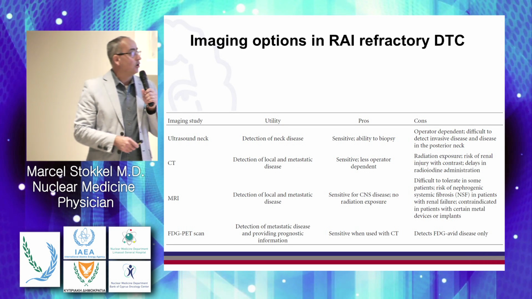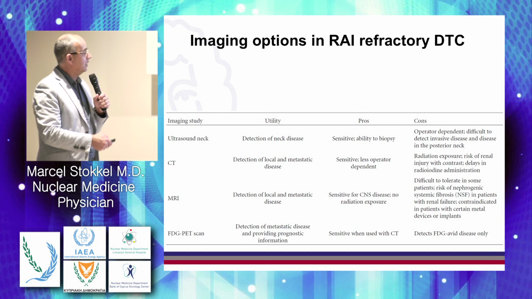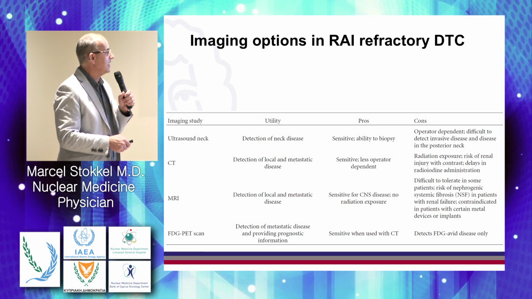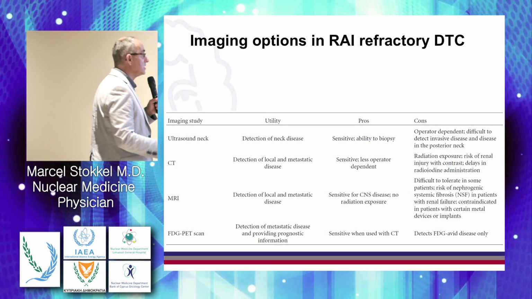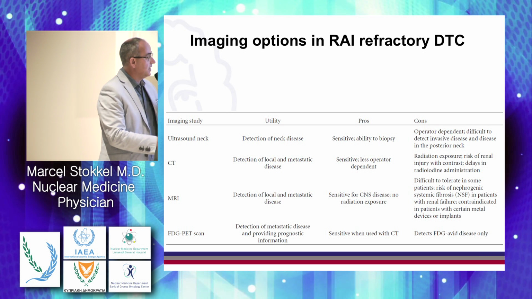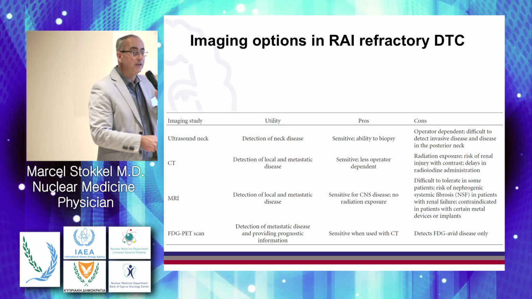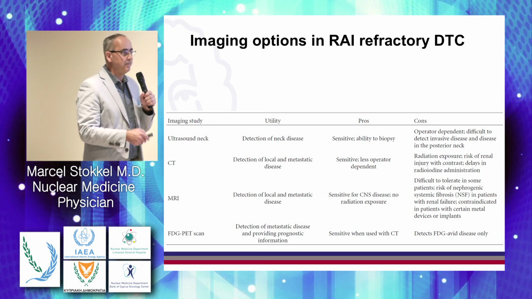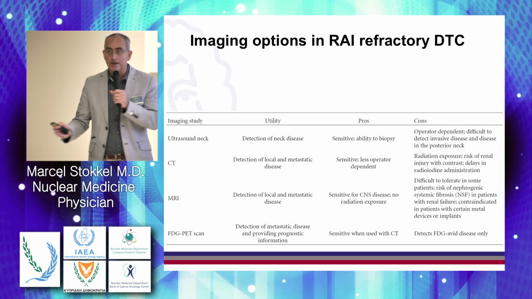Well, here are the imaging options in radioiodine refractory differentiated thyroid cancer. Of course, ultrasonography to assess the local status of the neck, the head and neck region. CT scanning for the detection of local and metastatic disease, especially in the lungs and bone. MRI, a very good option. But here you see at the end FDG PET scanning, and that is not only to detect metastatic disease, but it also has prognostic value. The FDG PET scan is highly important in assessing what can be expected in the upcoming months or years for a patient.